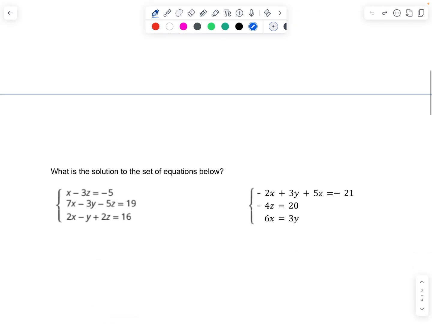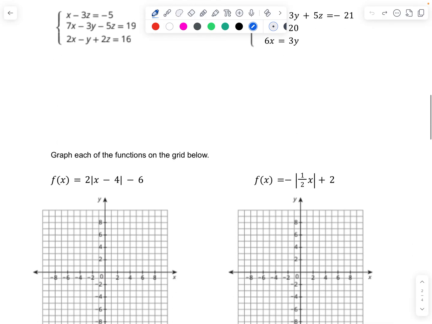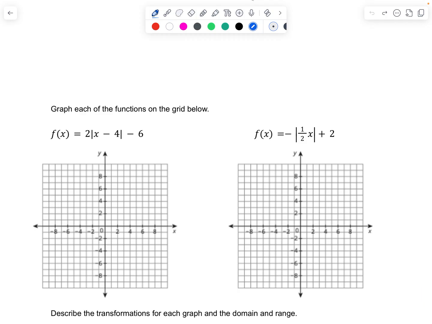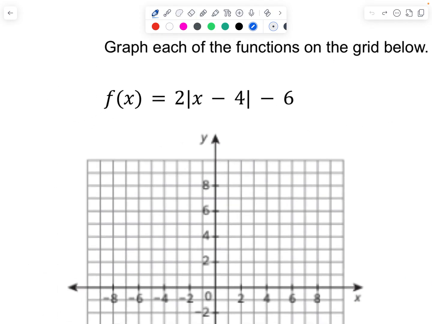I'm going to try to make this interactive. And what I mean by that is that I want you to try it at home and then compare your answers to what's on the screen. So let's go ahead and, without further ado, let's get started.